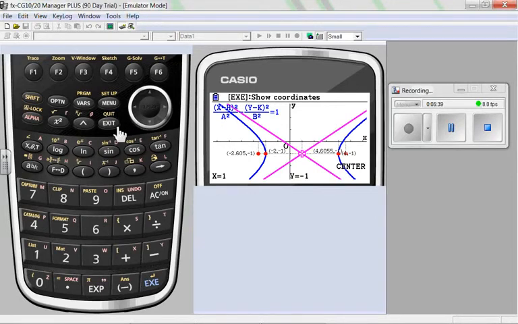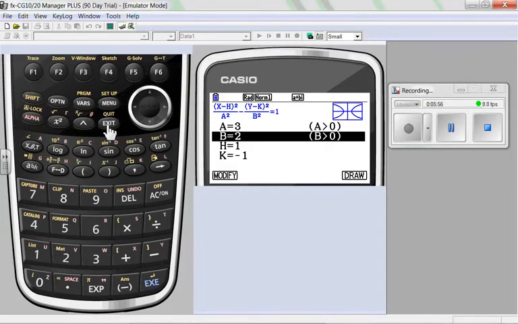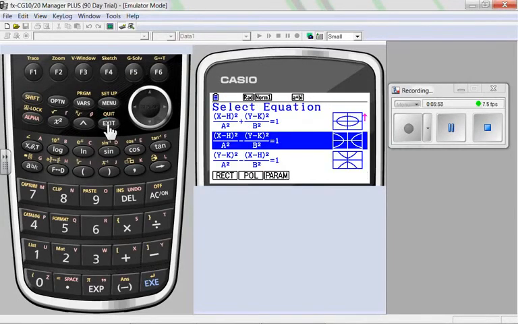This is a feature that is not unique to the prism. If you've got a Casio 9860, it does this as well. In fact, right after this one, I may do a 9860, maybe even a 9750 demo, just to show you that these calculators all work exactly the same. Let me hit exit. I will exit again.